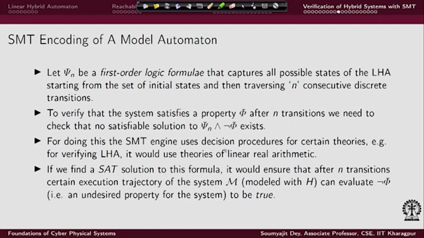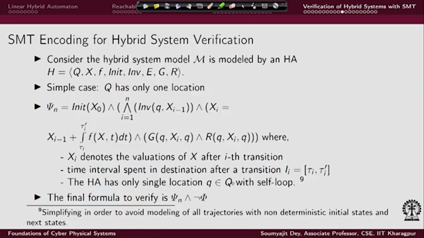So what the SMT solver will do is use the decision procedures. For LHA, it will use the theory of linear real arithmetic to deduce the truth or falsity of the formula. If you get a SAT solution to this formula, it ensures that after n transitions, there exists a certain execution trajectory in this system for which your requirement is not satisfied.